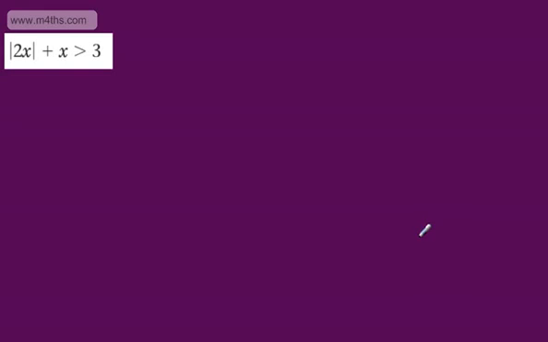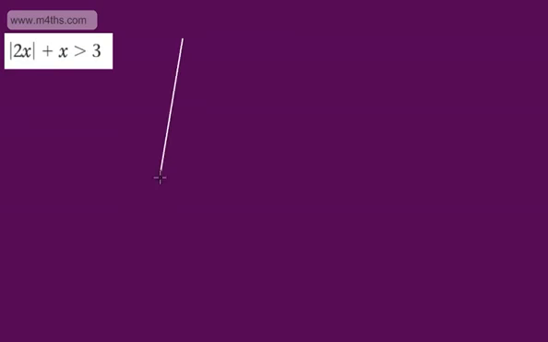This is now our second video looking at graphing inequalities and solving them. I appreciate they can often be done a lot quicker algebraically, but the focus of these questions is for us to be able to draw and solve inequalities. So we've got now the modulus of 2x plus x is strictly greater than 3.